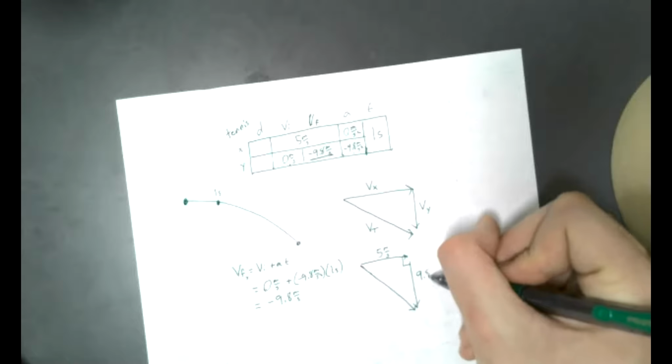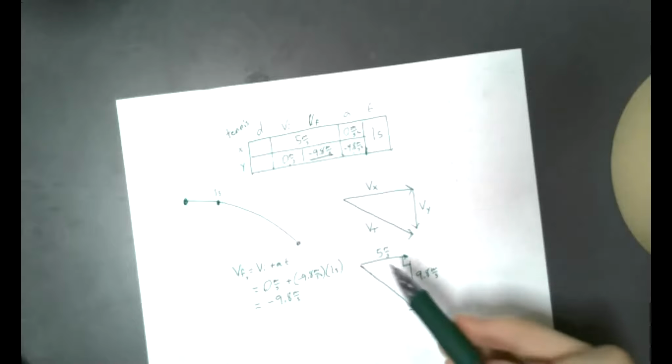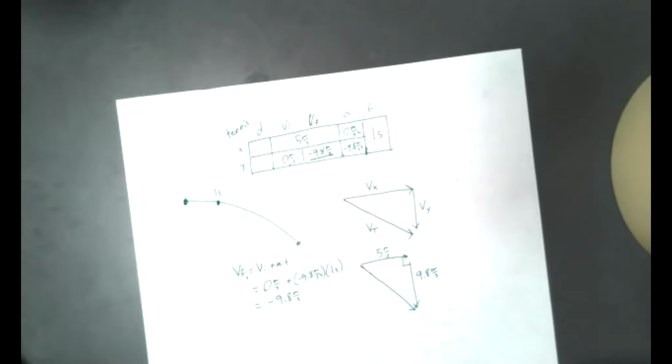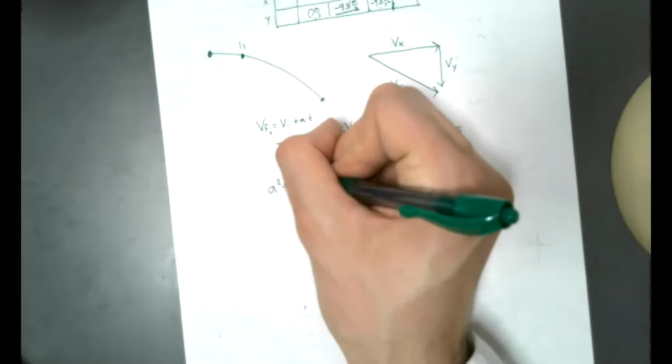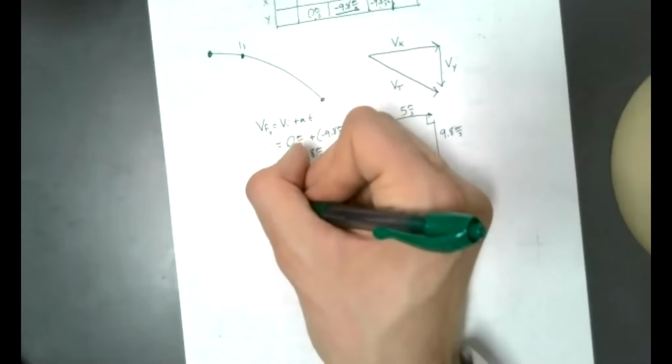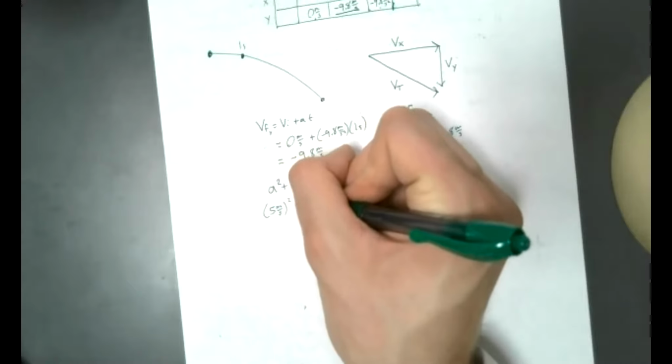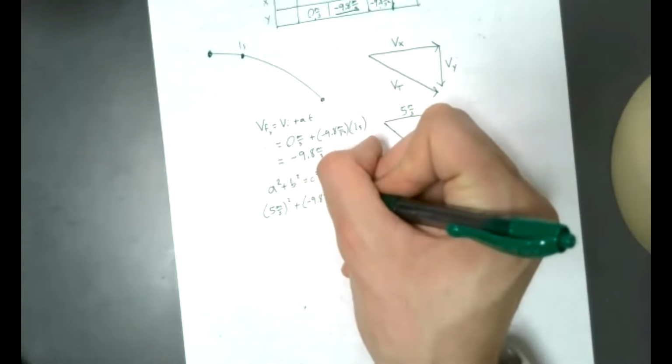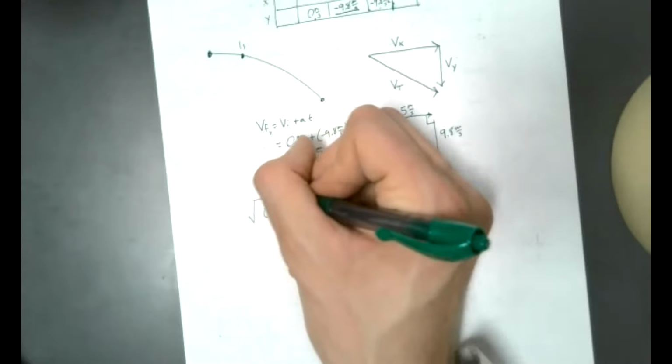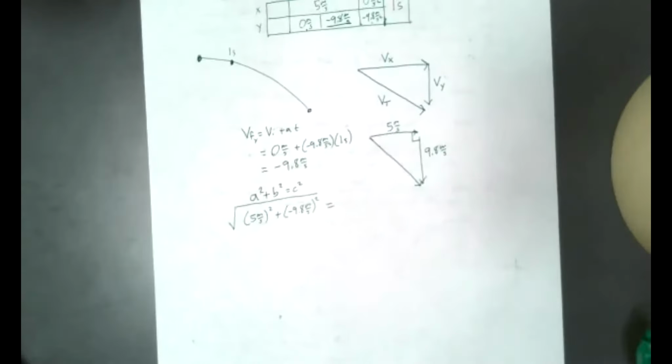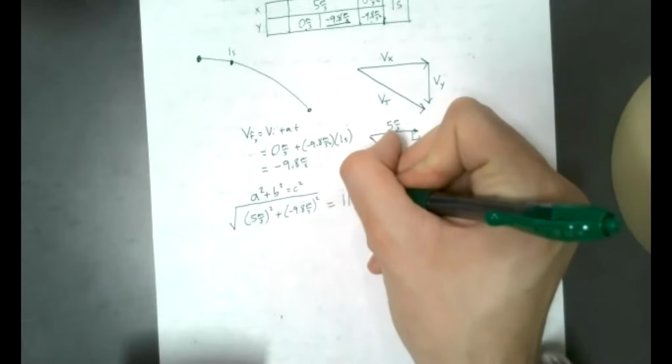So I can plug that into my triangle. I have 5 meters per second in the x direction and 9.8 in the y direction. To find the total, I just have to use the Pythagorean theorem, a squared plus b squared equals c squared, to get that side of the triangle. Square rooting 5 squared plus 9.8 squared will give me the total velocity that I'm looking for: 11 meters per second.